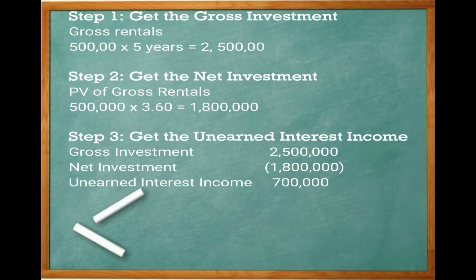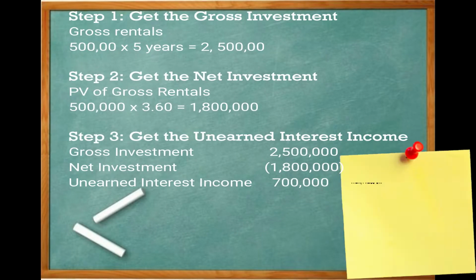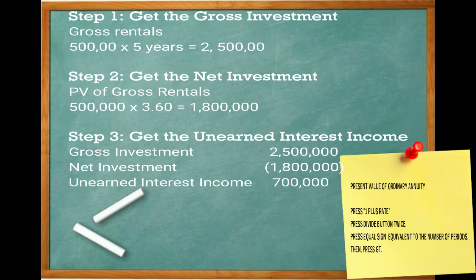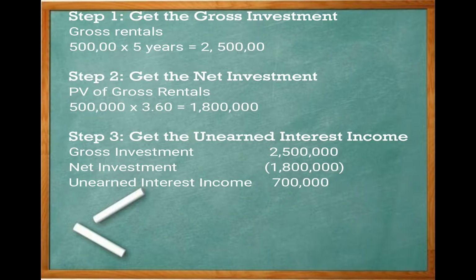Sa pagkuha nito, ito yung formula gamit ang basic calculator. 1 plus yung rate, pindutin ng 2 beses ang division sign, at ang equal sign kung ilan ang number of periods, at pindutin ang GT. Step 3. Get the unearned interest income. Sa pagkuha nito, kukuhanin ang difference ng gross investment at net investment. 2,500,000 minus 1,800,000 equals 700,000. Ito na yung ating unearned interest income.